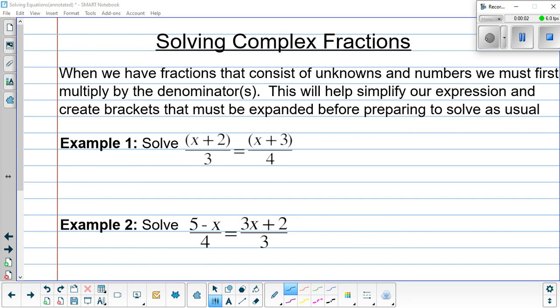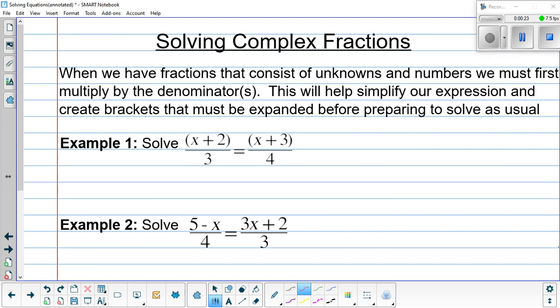Hi, welcome back to solving multi-step equations. This is really just, I've called it complex fractions because it's basically saying everything we've done till now. So brackets on both sides with fractions under them, with unknowns on both sides, so it's going to do everything we've done up till now. So if you made it this far, congratulations.